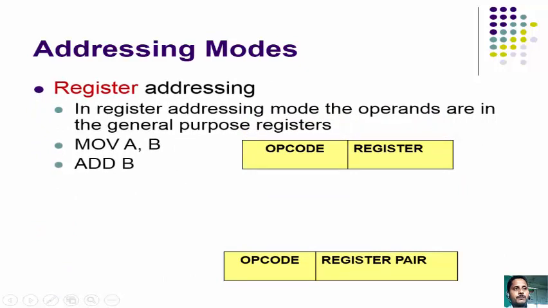Next addressing mode, register addressing mode. In case of register addressing mode, in the operand field always you will find the general purpose register, or the general purpose register is the part of the instruction. At that time we can say that that particular instruction is from register addressing mode.